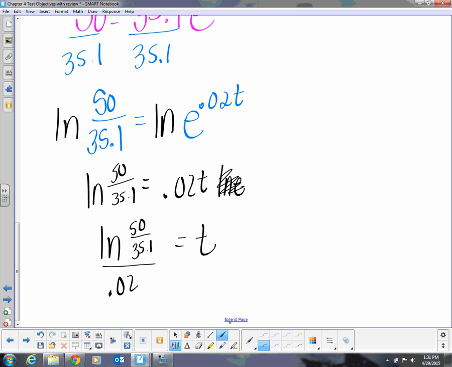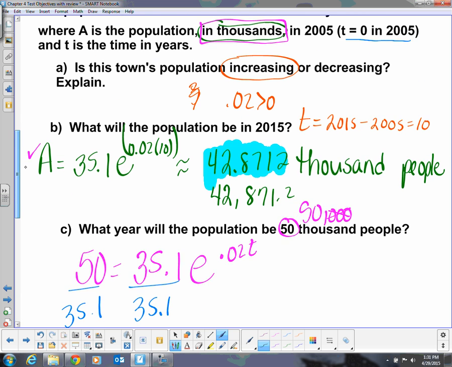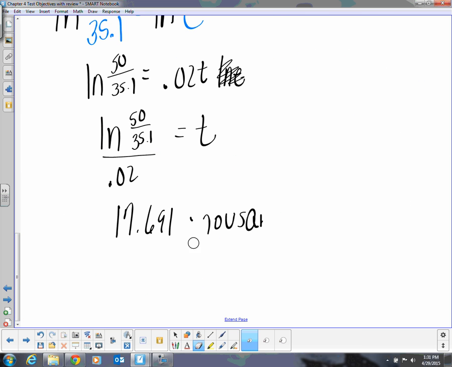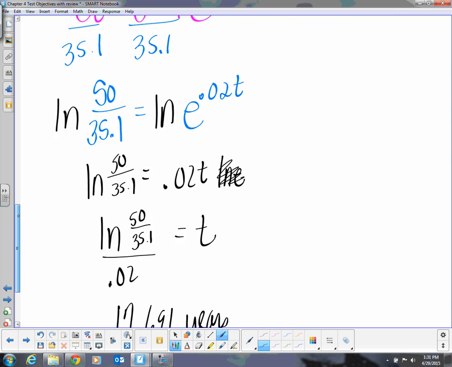Right, hundreds place. What was this? What was the time? 17.691 thousand people. Are we still on people? What is this? Oh, it's time. So, now wait a minute. Let's look and see. Ready? Let's look to see what it asked. Did they say in how many years, or did they say what year? Oh, so what do we do?